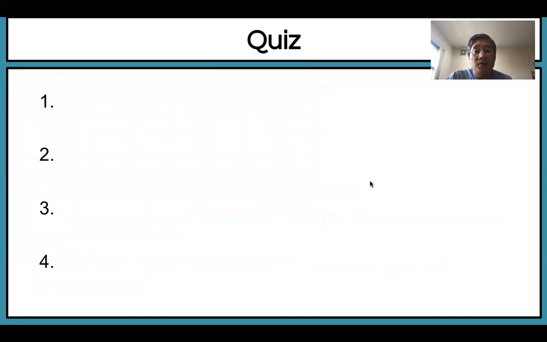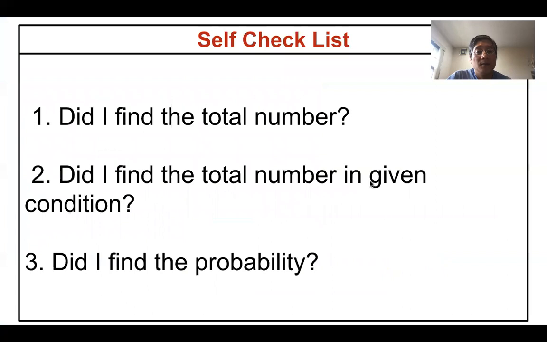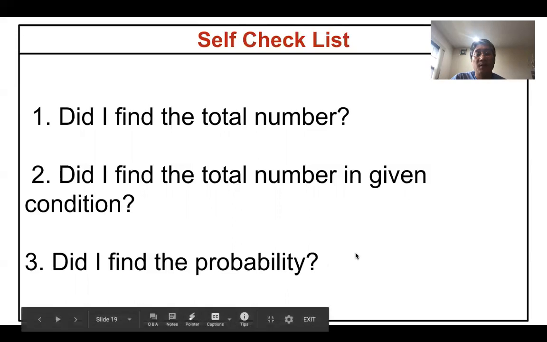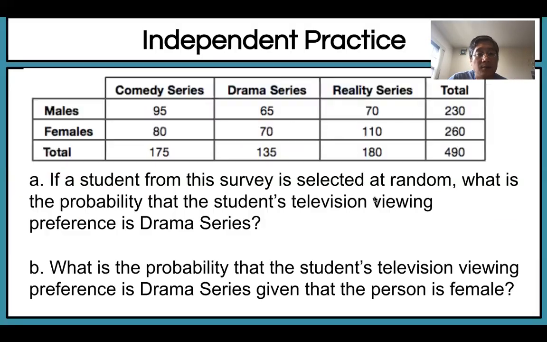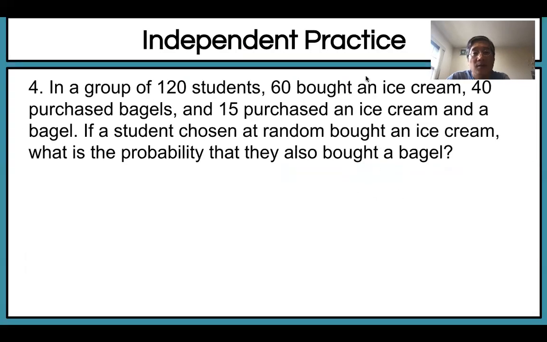You are going to have a quiz today, and take the quiz in the Google Classroom form. So let's check. You find the total number, and in the given condition, you know what happens to the total number: it narrows down to the condition, and then we find the probability. You have 4 questions in your package. Please finish everything and then email it to me with the exit ticket here. Next slide, I will update later. So I will start here.